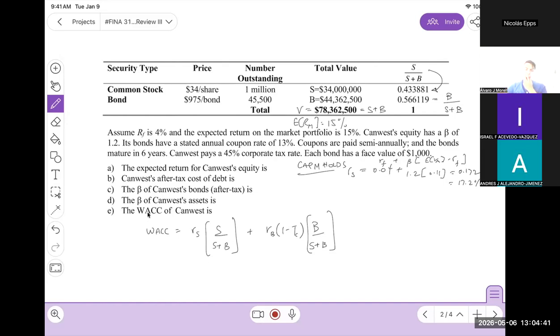So then, what else do we need? We have all of these. We need RB and 1 minus TC. TC is given as 45%, so 55% is 1 minus TC. Right, and 55% is 1 minus TC. So let's get RB. Let's use the information given for RB. What did we learn? We learned that we have to use the formula.